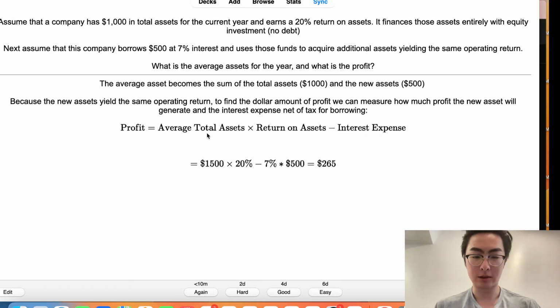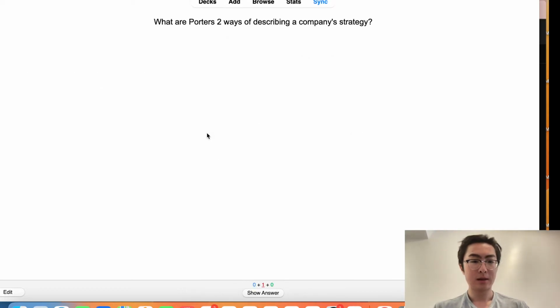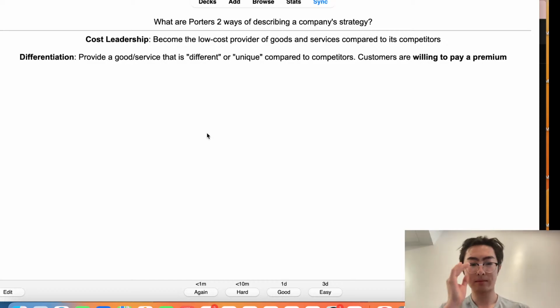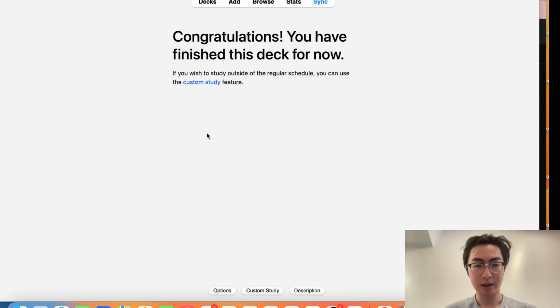So this is an alternative way to think about the return on equity. Porter's two ways of describing company strategy: you have cost leadership, and differentiation, creating new products that people are willing to pay a premium for. Cost leadership is creating or selling goods and services in which you provide the lowest cost. Okay, so I think that's good.